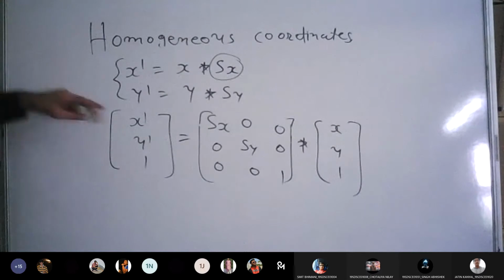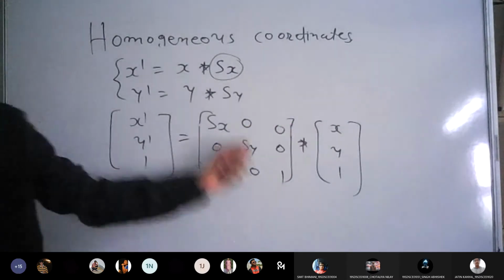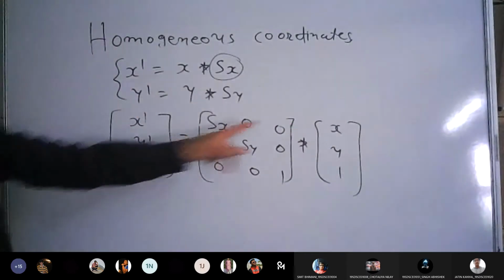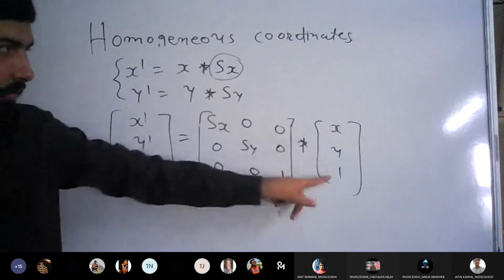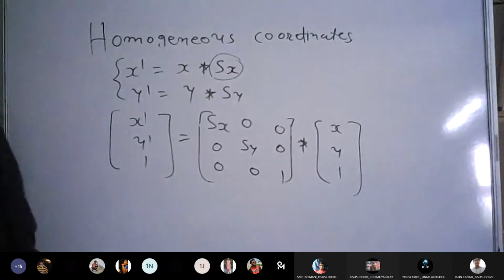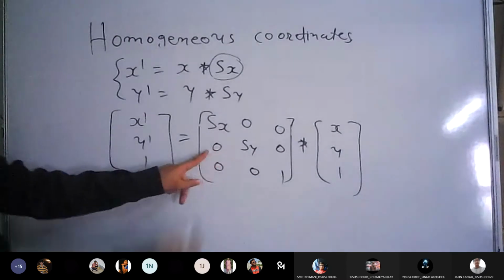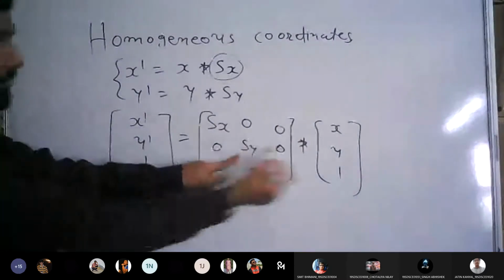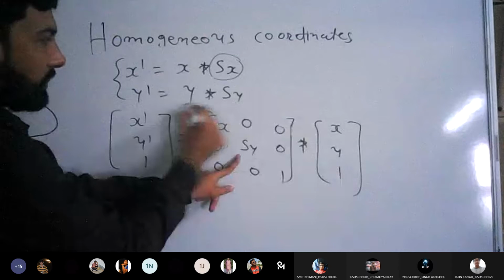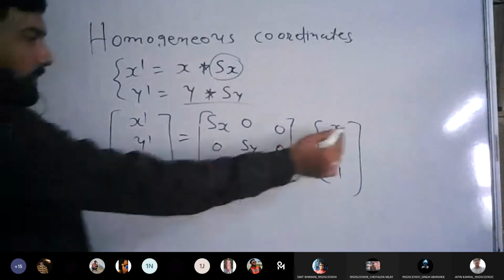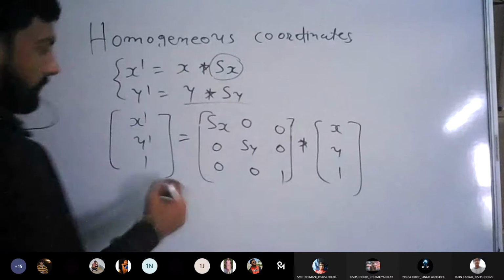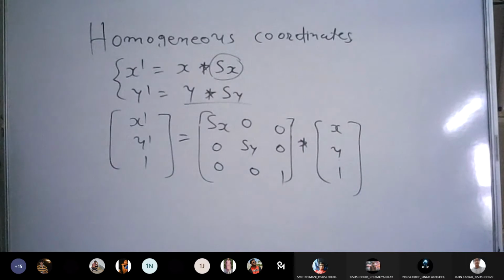Fine. See, now try to multiply both the matrices. You will get the same equations. Sx into x, x into sx, plus 0 into this 0, plus 0 into 1, 0. We don't want anything else. Similarly for this one, 0 into x, 0, sy into y, which is y sy, it is there, plus 0 into 1, which is 0. And here also 0 into x, 0, 0 into y, 0, 1 into 1, 1. 1 is 1. So now it is correct.